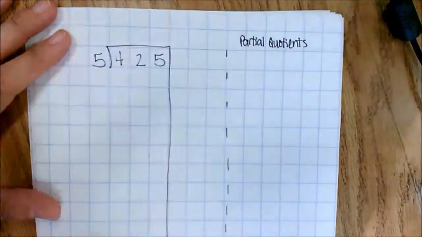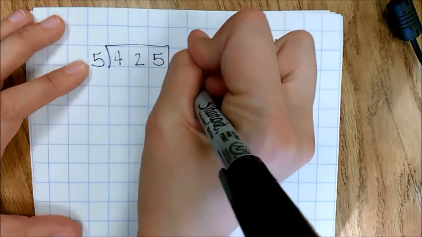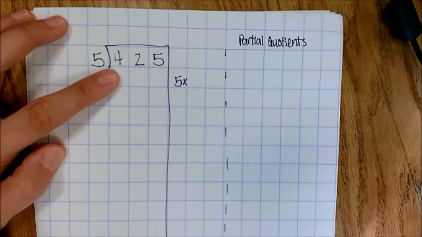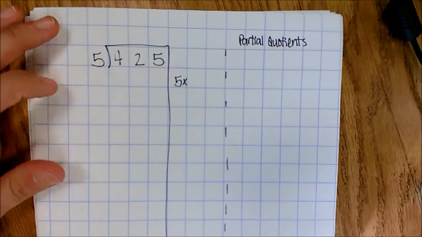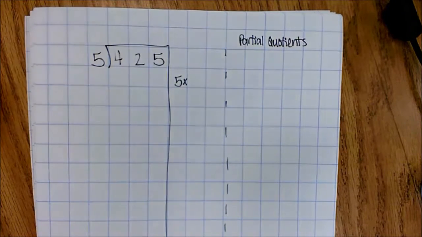All right, so now I need to think. My divisor is 5, so I'm going to keep that here. I'm going to say 5 times what number is going to get me really close to 425? Well, I think it's safe to say I should start with a larger number, because my mind right away went 5 times 10, that's 50.